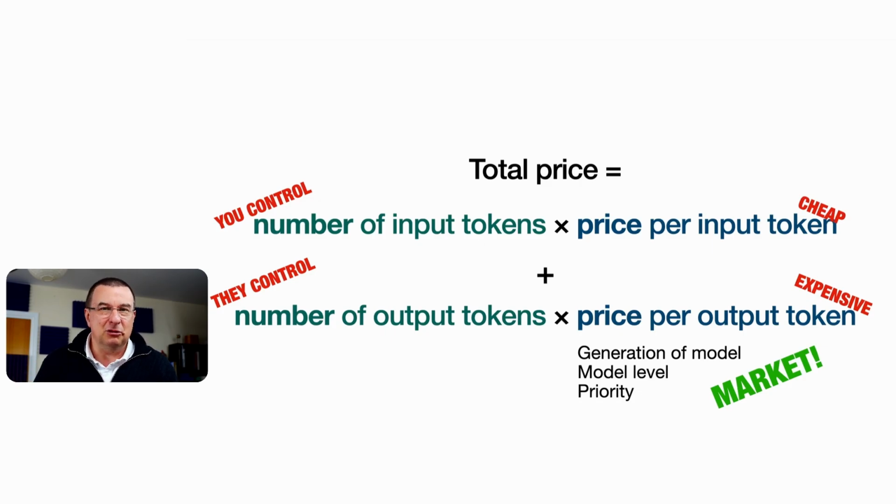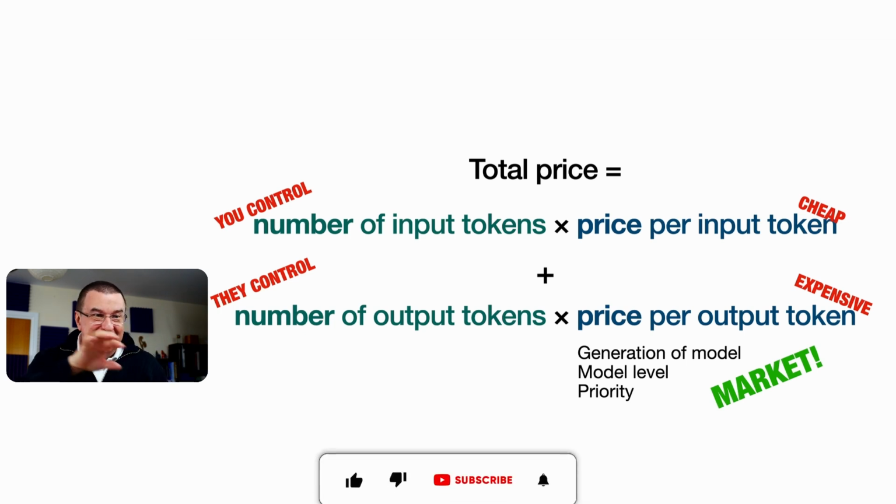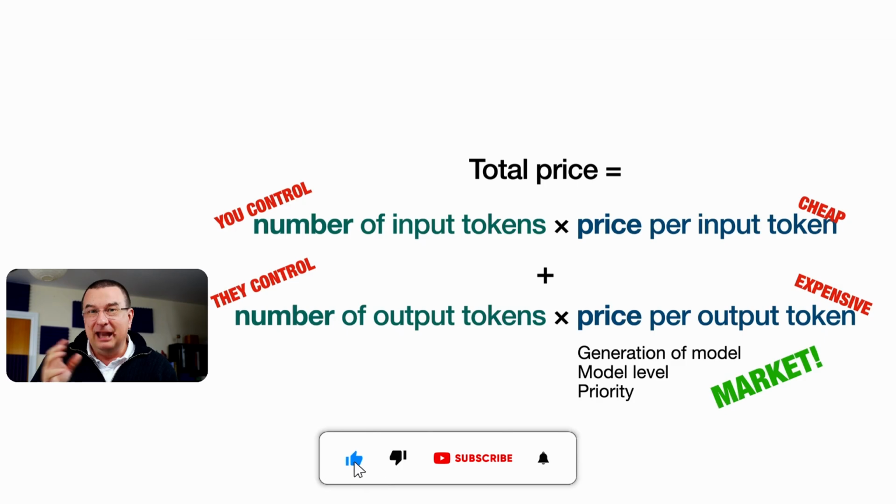Now, this is then what's called a conflict of interest, because you as a customer would want the minimal number of output tokens, just what gets your job done. They, OpenAI, Anthropic, Google, want to give you as many tokens as possible at the high price range, because that makes their revenues go up.